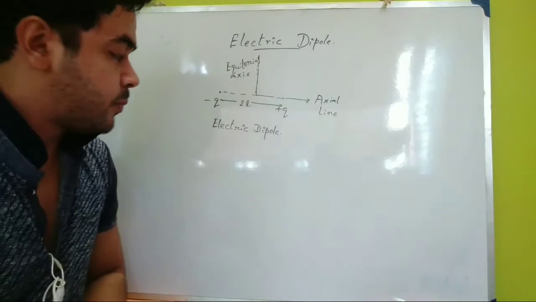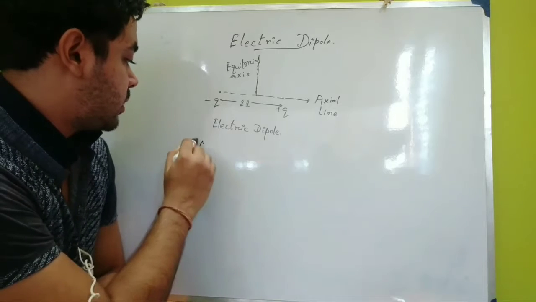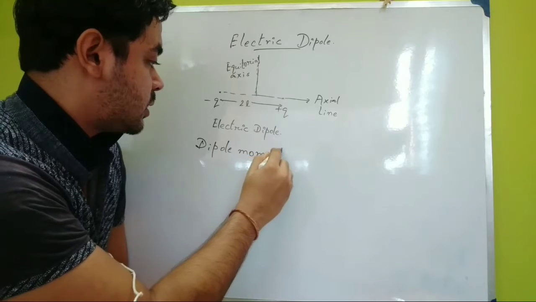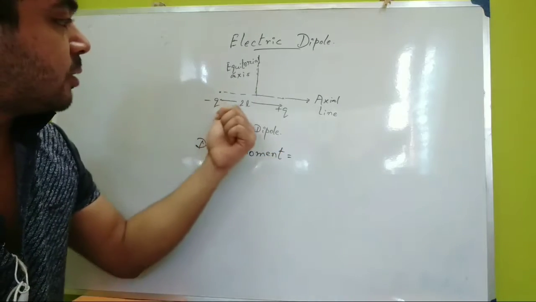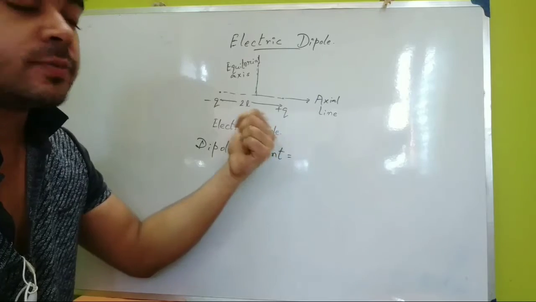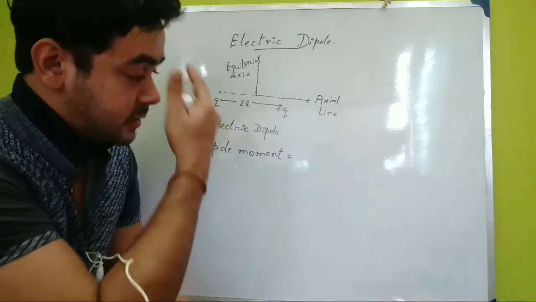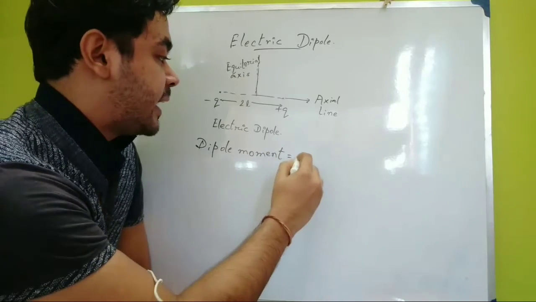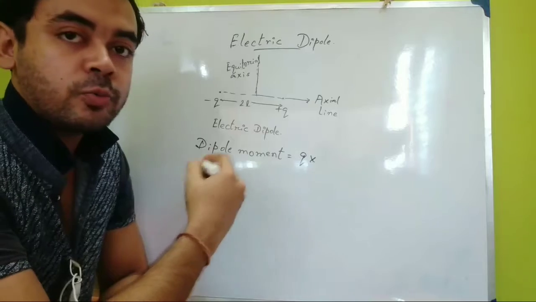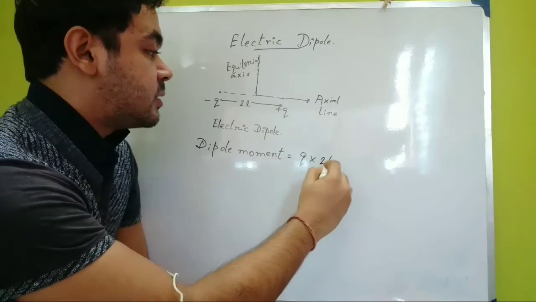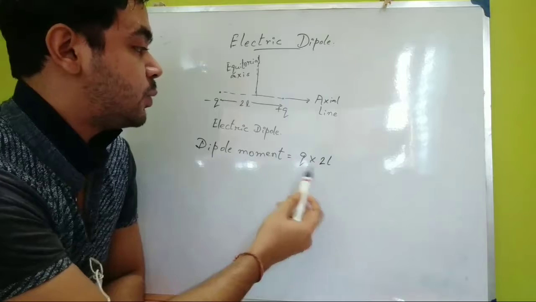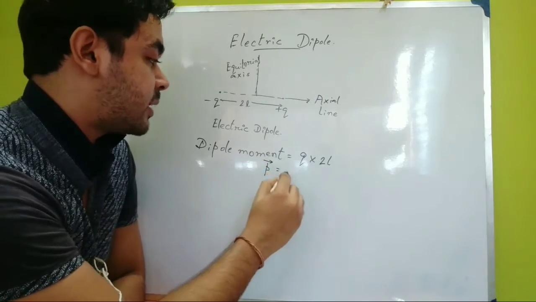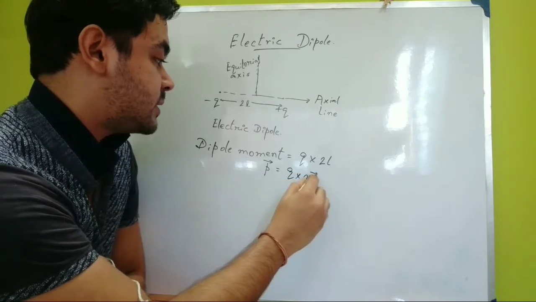Now, what is dipole moment? Dipole moment is the product of either charge and their distance of separation, because the magnitude of each charge is the same. So the magnitude of one charge into their distance of separation, that is q into twice L. Dipole moment is denoted by P vector, equal to q into twice L.